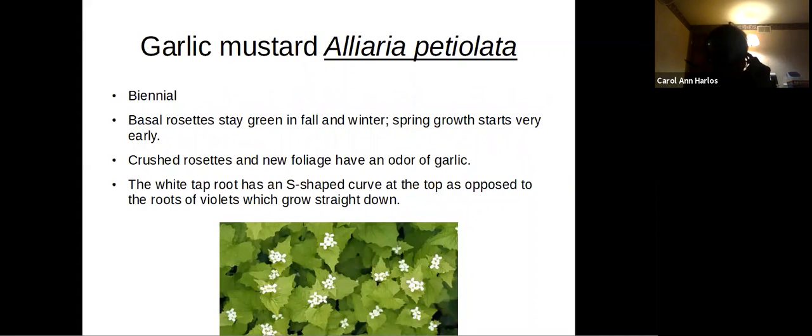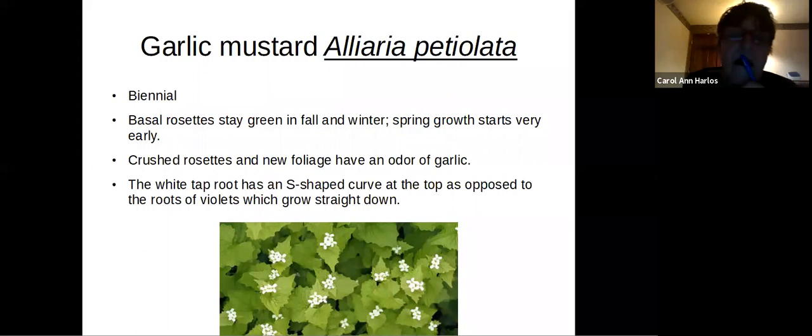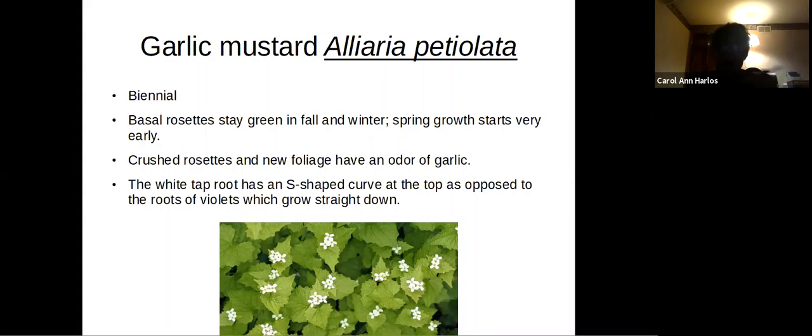Garlic mustard. You know, when I was trained as a master gardener, I was told that this was allelopathic. And I have probably in my lifetime told people this as well. But the research is very mixed on this plant. It's a biennial, okay? The rosettes stay green all year, starts growing early in the spring, which gives it an advantage. It smells like garlic. You can eat it if you wish.